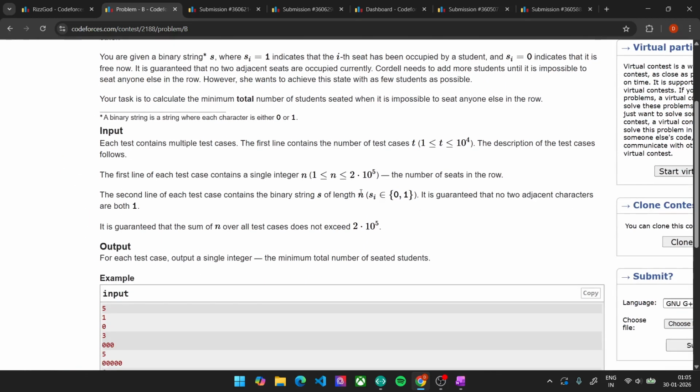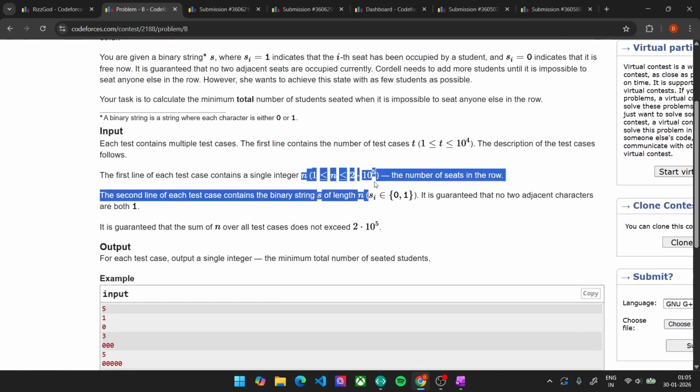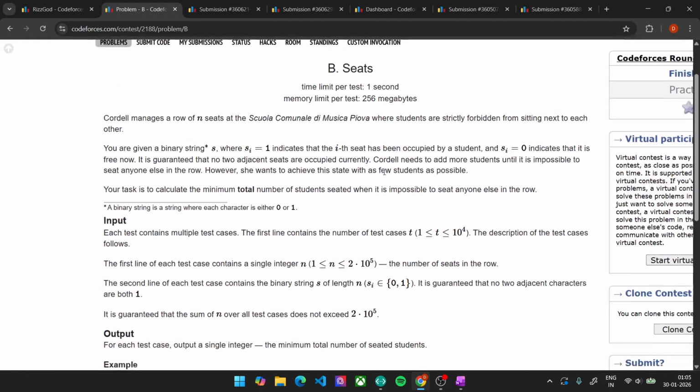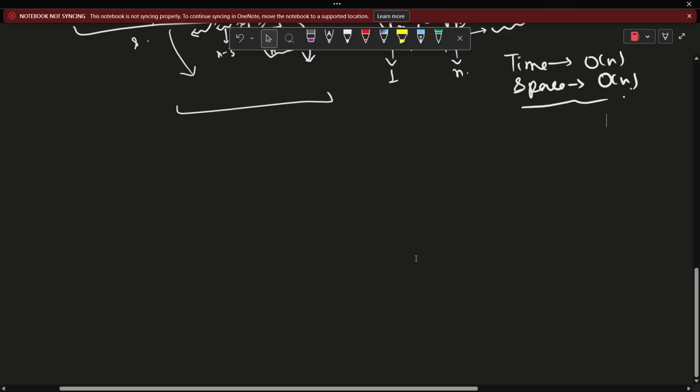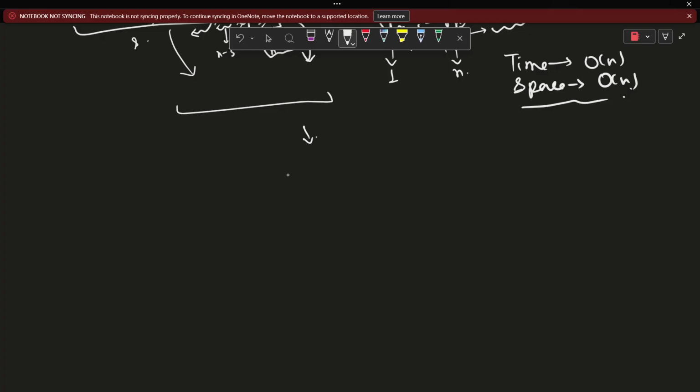Okay, and the constraints are the usual linear constraints that n is less than or equal to 2e5, right? So let's start with some examples. What if the string contains all the zeros? Something like this. Then what is the best way to fill this?